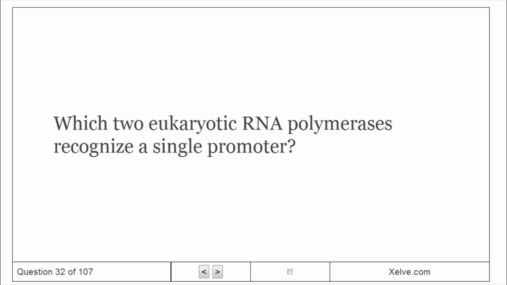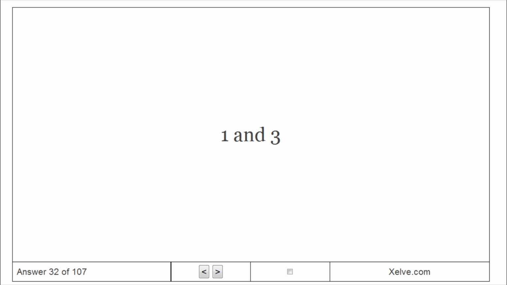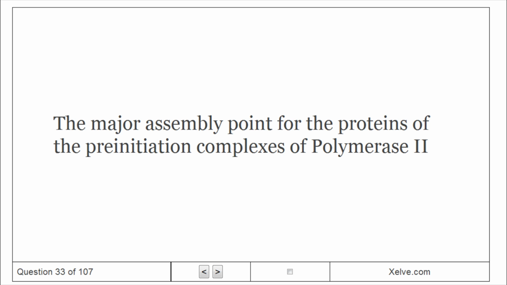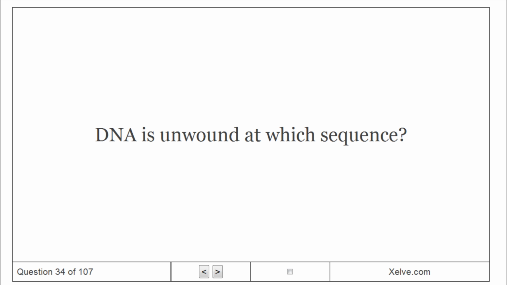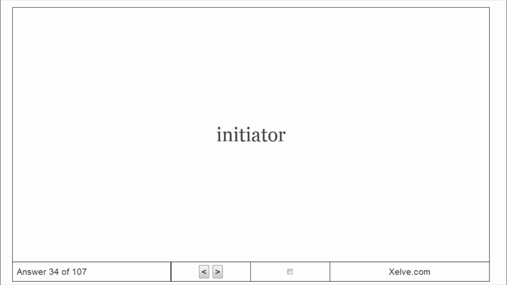Which two eukaryotic RNA polymerases recognize a single promoter? 1 and 3. The major assembly point for the proteins of the pre-initiation complexes of polymerase II. TATA box. DNA is unwound at which sequence? Initiator.